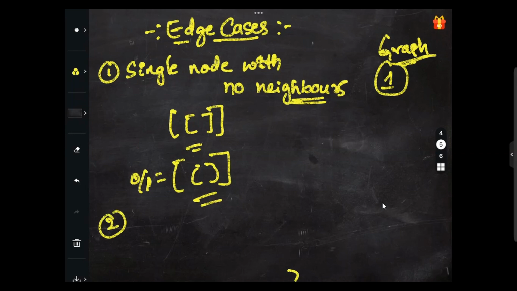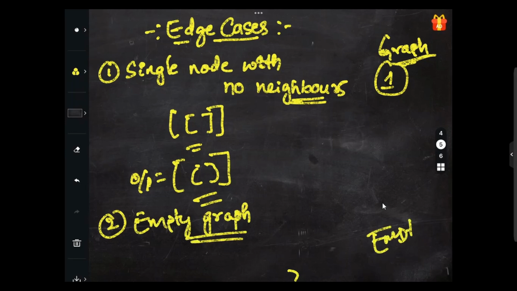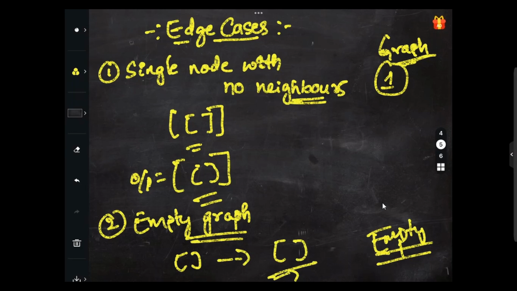So the second edge case will be the empty graph. So let me consider here an empty graph. The graph is completely empty here. I'll just give empty in this case for the graph. So the input will be this one. The output will be the same for the empty graph. This is fine, right? Because no nodes exist in the graph at all, the output will be an empty array here. I hope this is clear. These are the two edge cases that we need to consider. I hope both edge cases are clear.